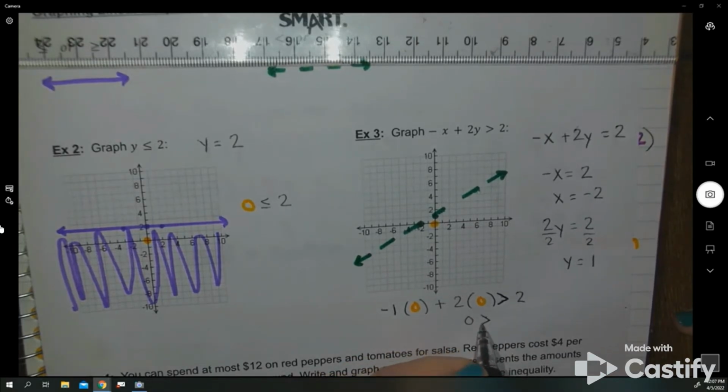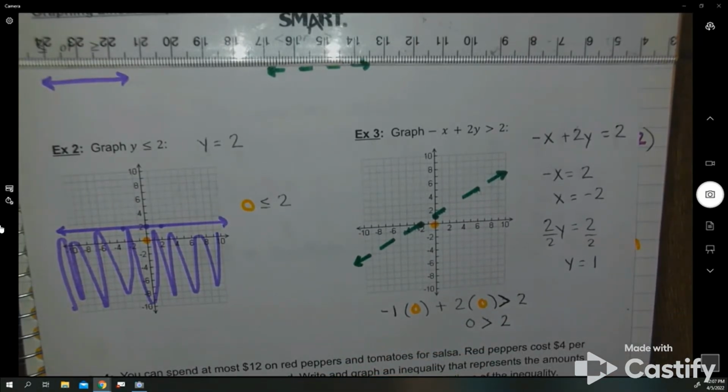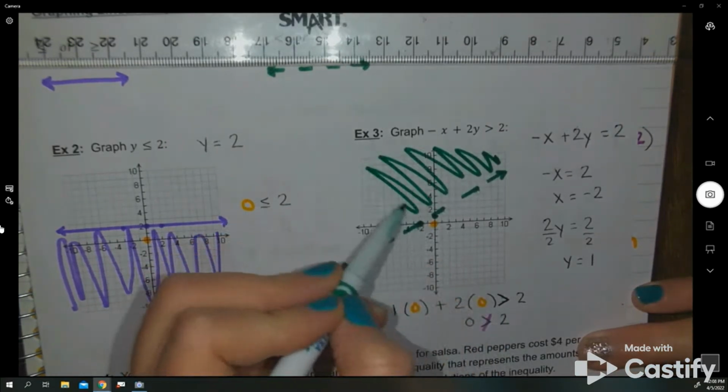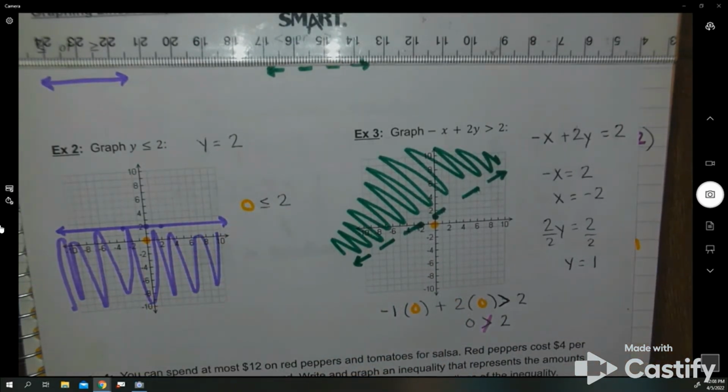So is 0 greater than 2? No, it's not greater than 2. Because it's not greater than 2, then I am going to shade everything that is not on the side where 0, 0 is. So everything up here. So all the numbers and points above that line would be solutions. And I could test them again to make sure if I needed to.